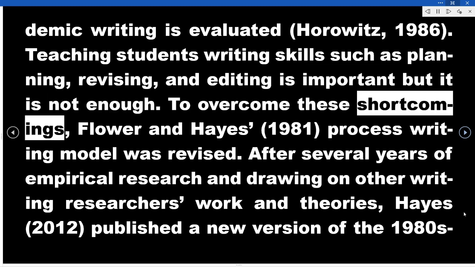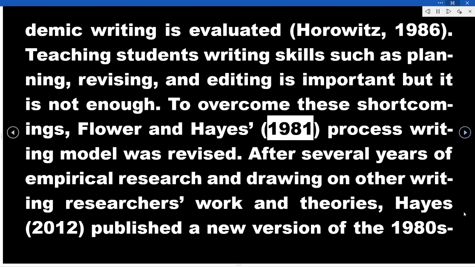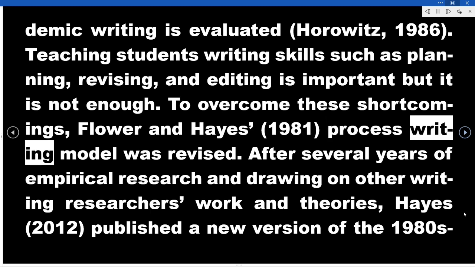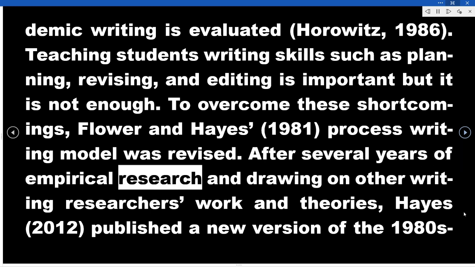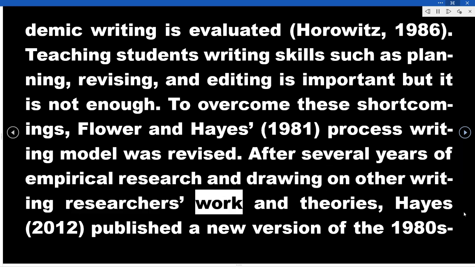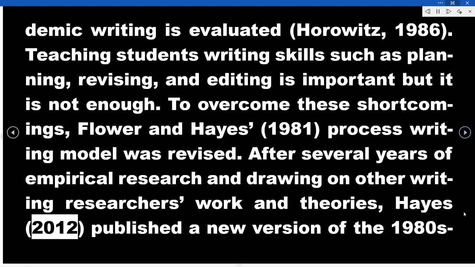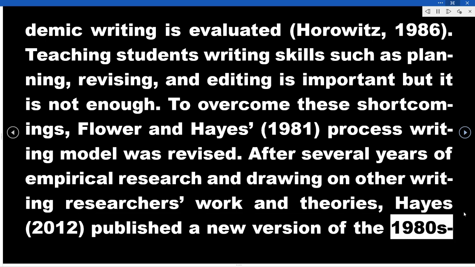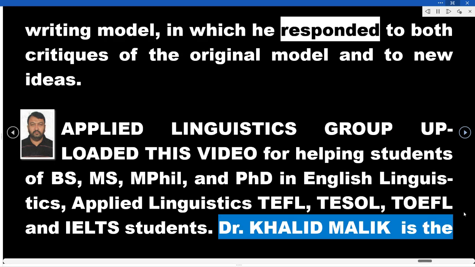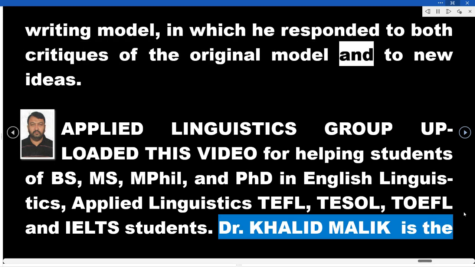To overcome these shortcomings, Flower and Hayes's 1981 process writing model was revised. After several years of empirical research and drawing on other writing researchers' work and theories, Hayes (2012) published a new version of the 1980s writing model, in which he responded to both critiques of the original model and to new ideas.